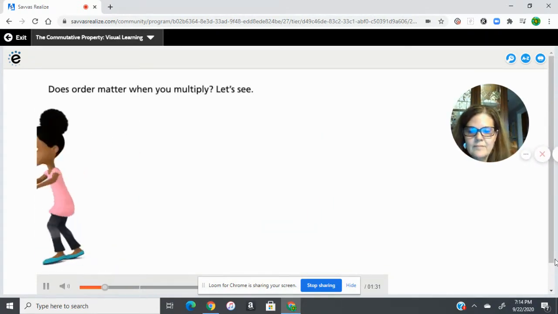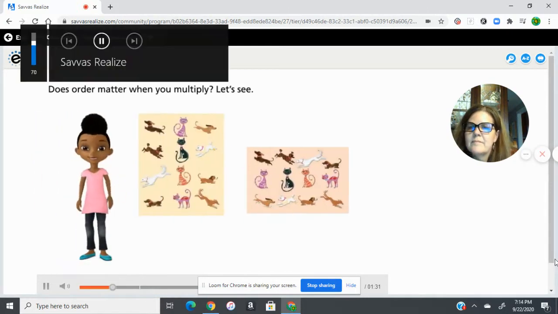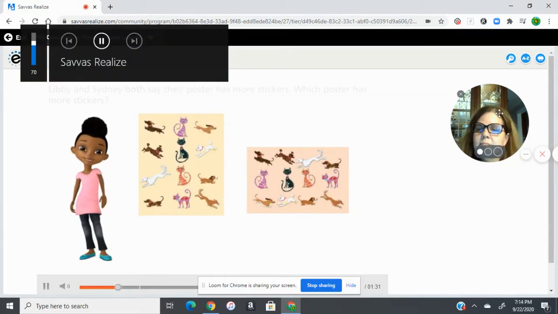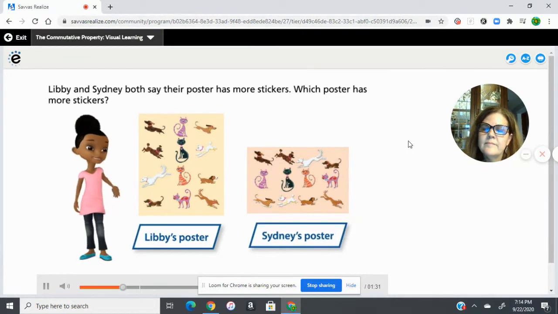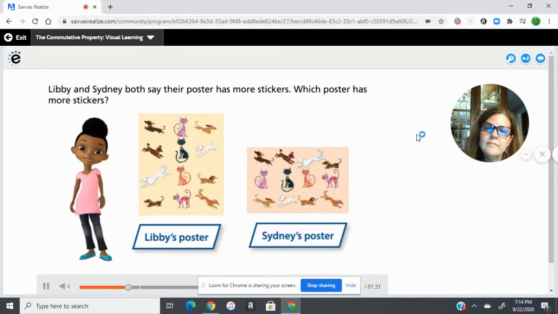Does order matter when you multiply? Let's see. Libby and Sydney both say their poster has more stickers. Which poster has more stickers?